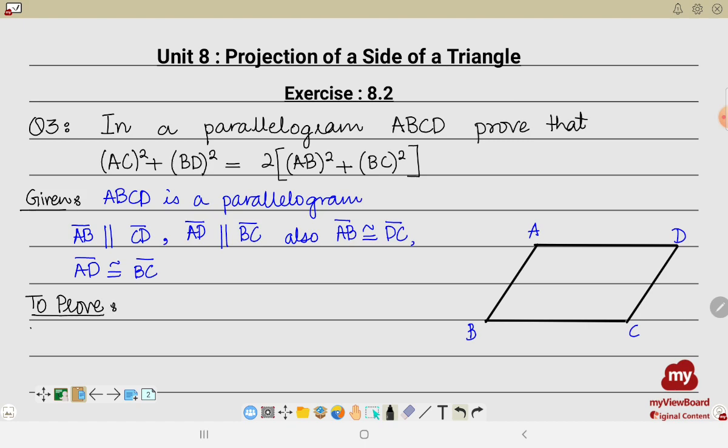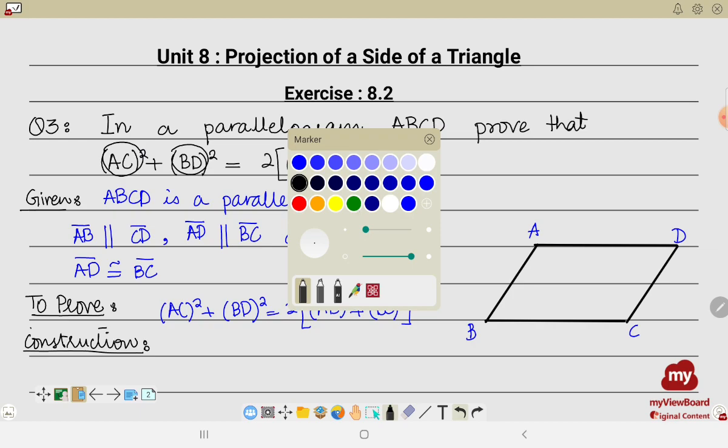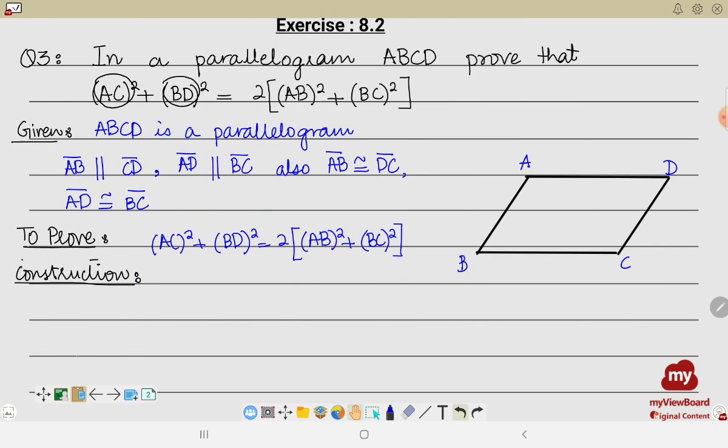That is given in the question. That is, the square of AC plus the square of BD is equal to 2 times the bracket of the square of AB and the square of BC, bracket close. That is what you have to prove. Now we are supposed to do the construction. If you see from the question that AC, this means we are supposed to join AC, and we are supposed to join BD as well. So what will we write and construct?